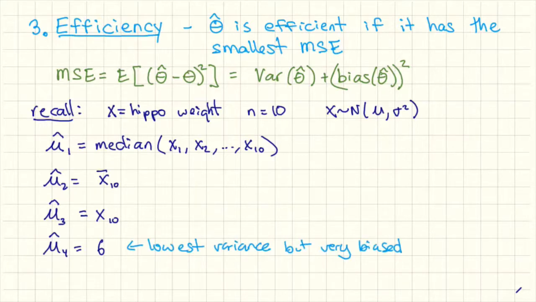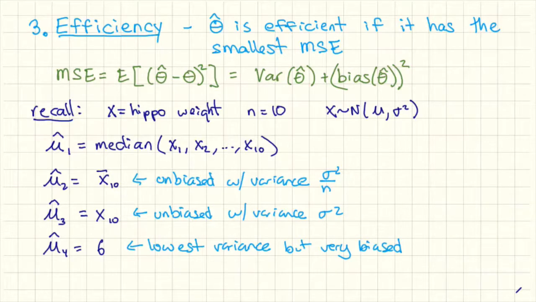So let's look at the number 6. The number 6 has a very low variance, right? It's got a variance of 0. But it's probably really biased, right? It's very far from the true mu. The average, so the sample mean, this is unbiased, and it has a variance of sigma squared over n. We know that. We have our statistical properties.